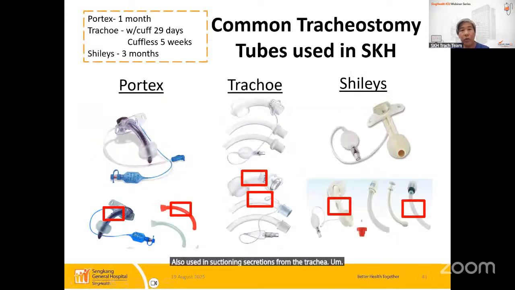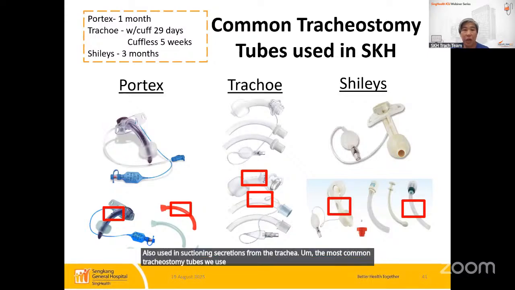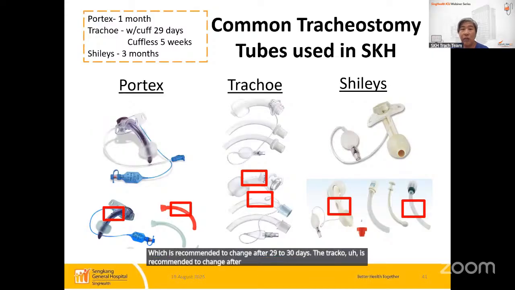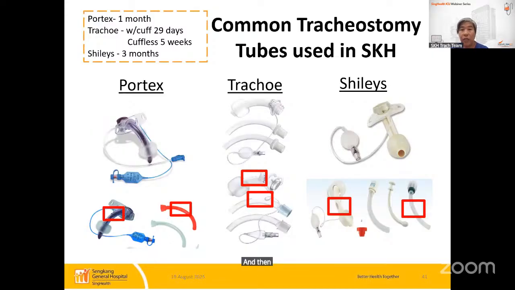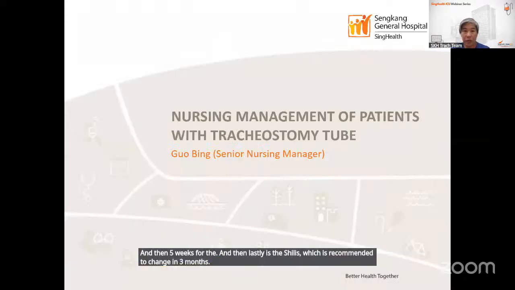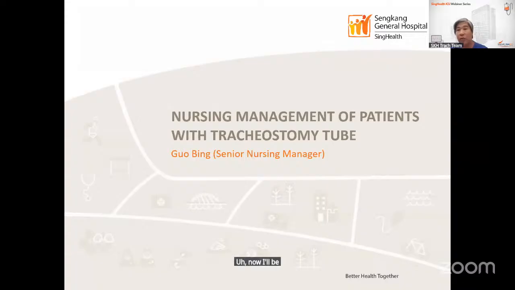The most common tracheostomy tubes we use in SKH are the Portex, which is recommended to change after 29 to 30 days. The Traco is recommended to change after 29 days for the cuffed and then 5 weeks for the cuffless. And then lastly is the Shiley, which is recommended to change in 3 months. Now I'll be handing the time over to Sister Gubing, who will be sharing more about the nursing management for trach patients.